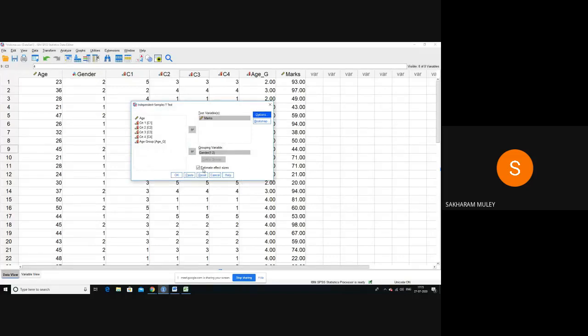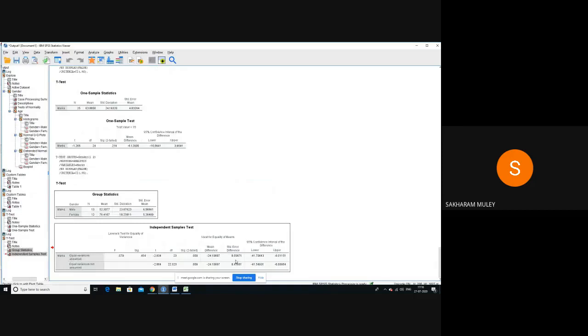Estimate effect size is an additional option provided in the new versions of SPSS. Prior to this, effect size was not there. Effect size is a different concept, and a very essential concept, but we will not go into it and will spare more time on testing procedures. So this is your test value. Okay. We will understand the output of this particular test.